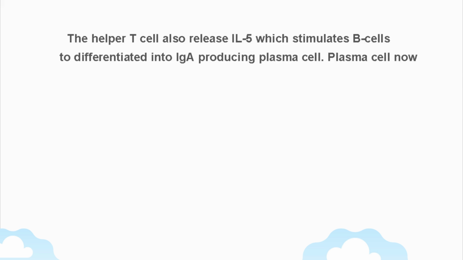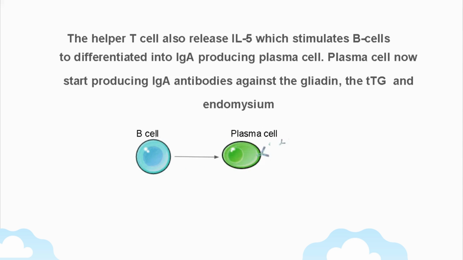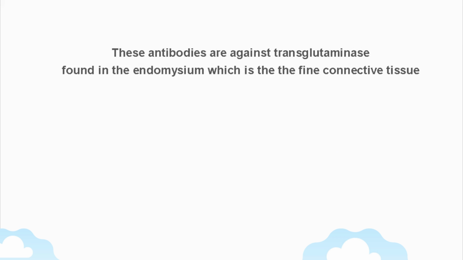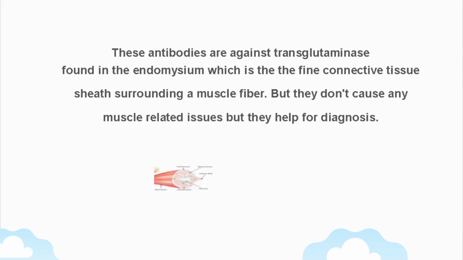The helper T cell also releases interleukin-5, which stimulates B cells to differentiate into IgA-producing plasma cells. Plasma cells now start producing large amounts of IgA antibodies against gliadin, tissue transglutaminase, and endomysium. These antibodies are against the transglutaminase found in the endomysium, the fine connective tissue sheath that surrounds muscle fibers. They don't cause any muscle-related issues, but they help with diagnosis.